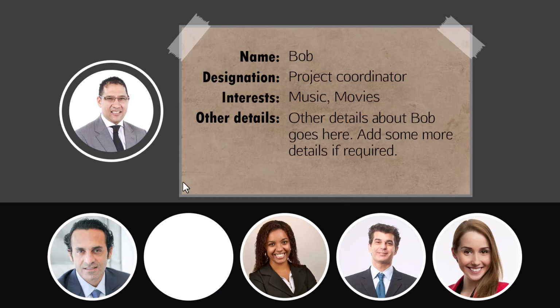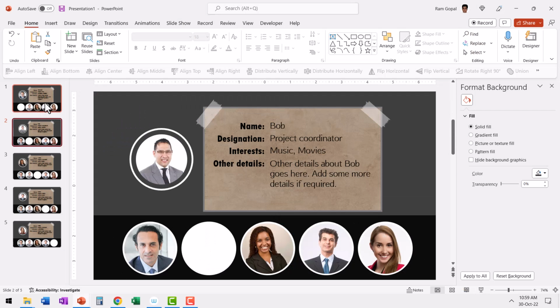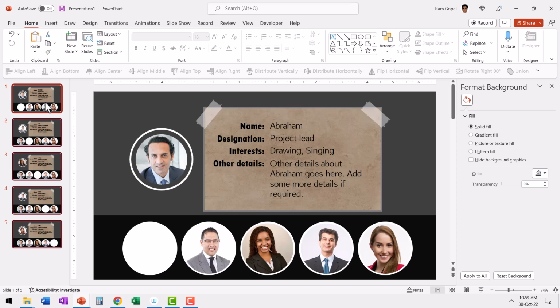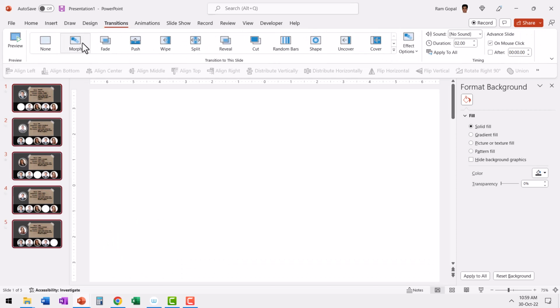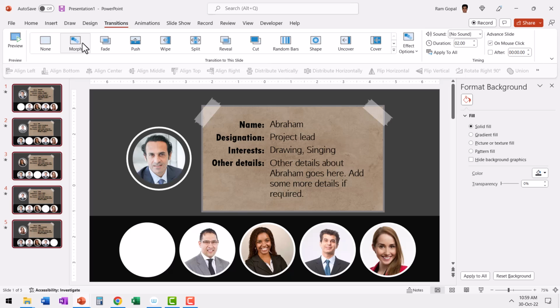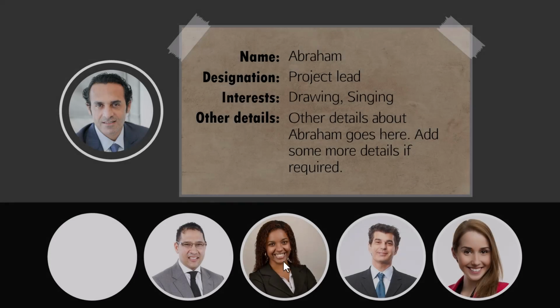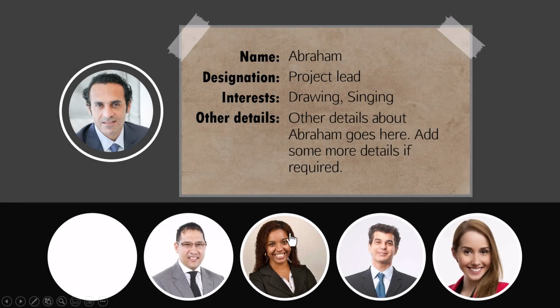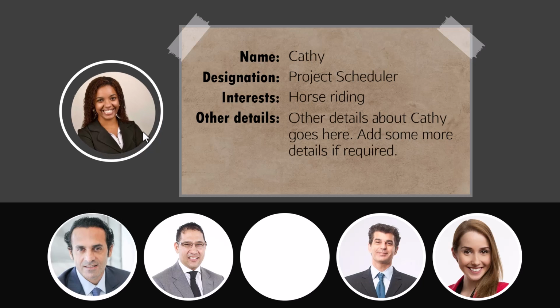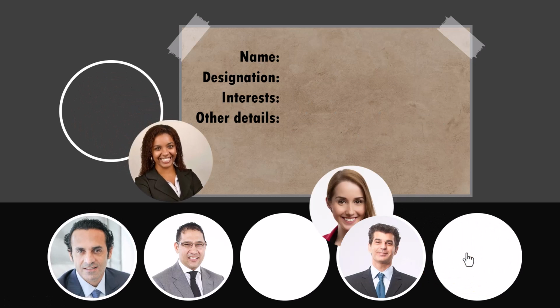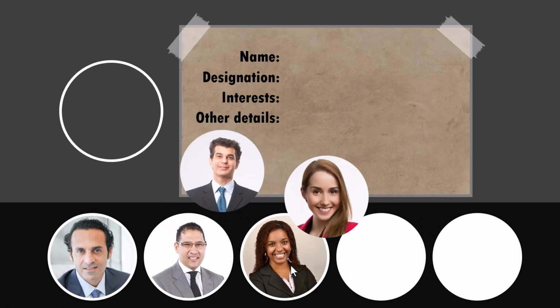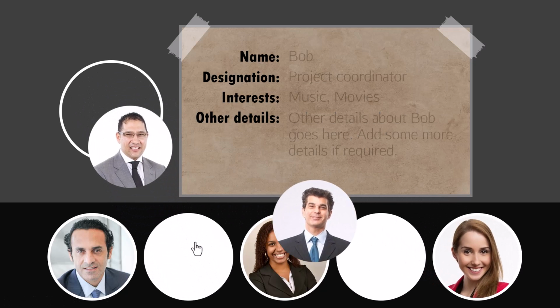Now, the only issue that we need to address is we need to have the movement across the various slides pretty smooth. For that, we are going to use Morph Transition. So let us select all of the slides, press Ctrl A, go to Transitions and apply Morph Transition. Now let us see the magic unfold. Let us go to the first slide, go to Slideshow, and you can see that we have details of Abraham shown. On clicking this, we have details of Kathy shown, Emily shown, David shown, and Bob shown.